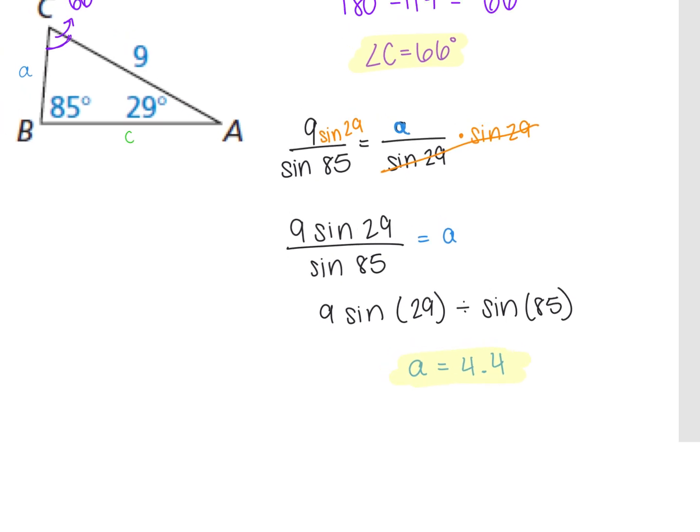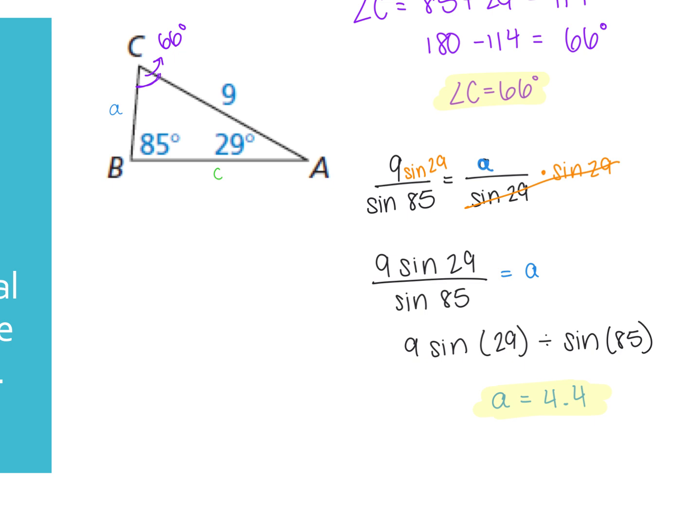Now, doing the same thing for side C. Following the same steps. I'm still using my sides on my top. Why? Because I'm solving for my sides. So I'm going to have 9 over sine 85 equals, I'm solving for C over sine 66. So same thing as before, multiply by sine 66 on both sides.